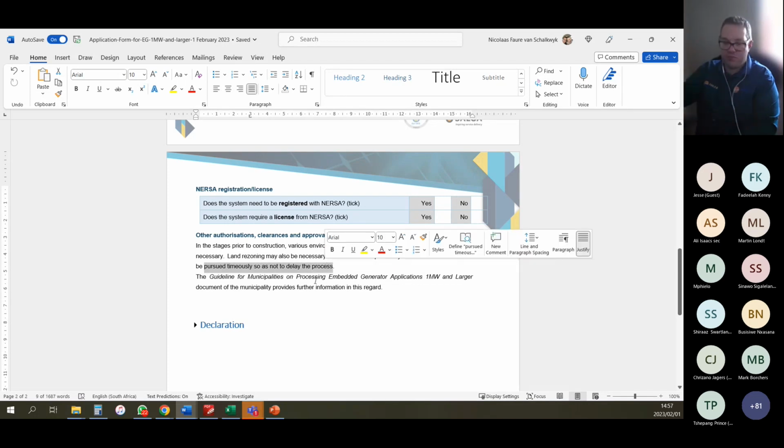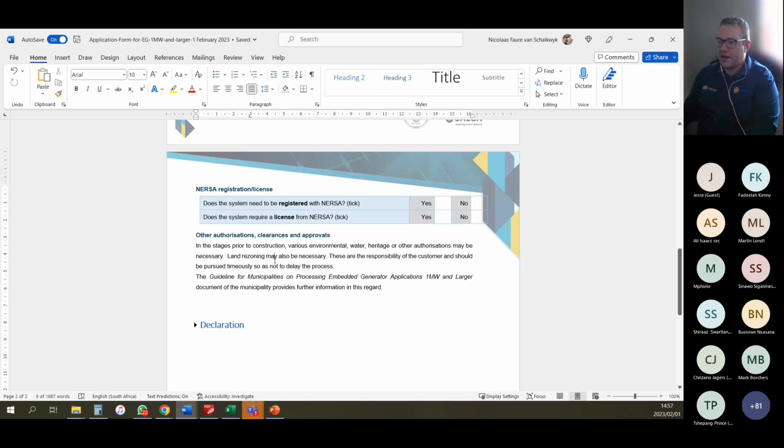So you throw the ball back into their court and say, listen, these are things that you need to sort out and make sure it's in place. We're not going to do it as an electrical department. And there is a guideline that they can go to for guidance on that.